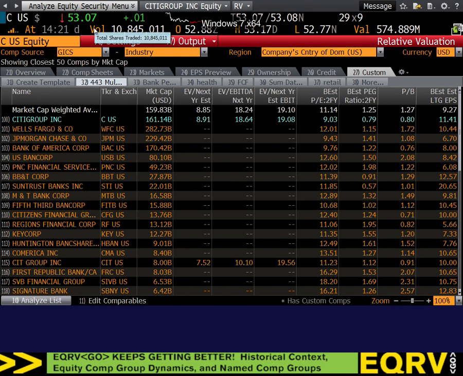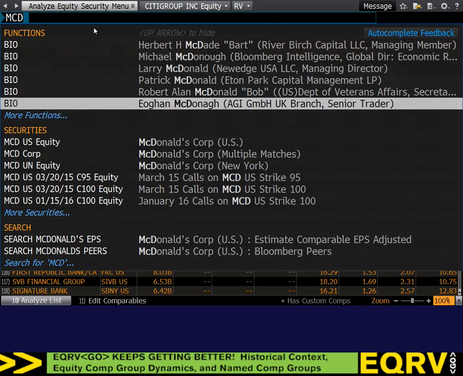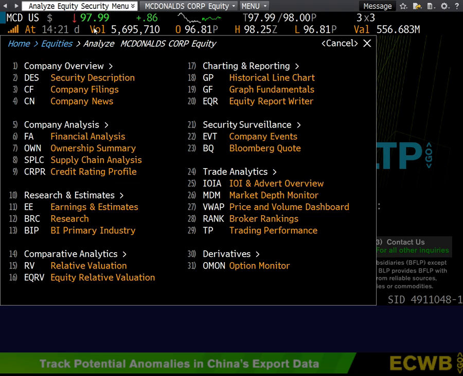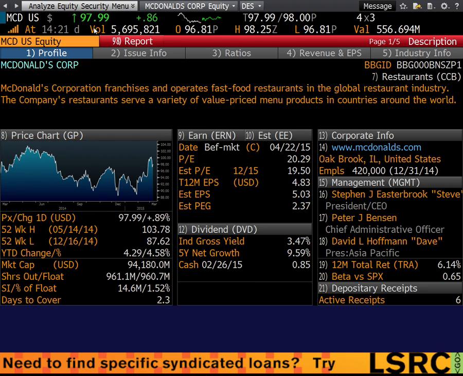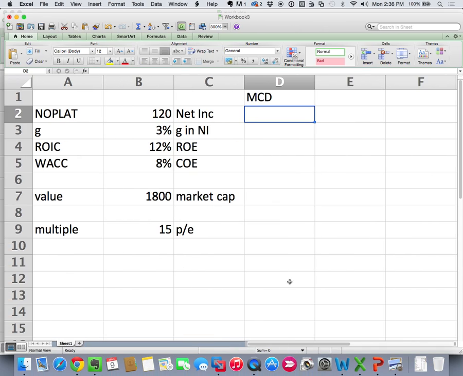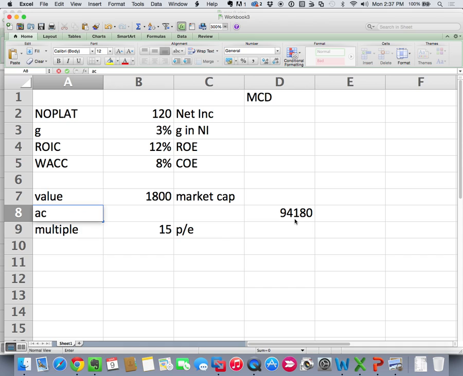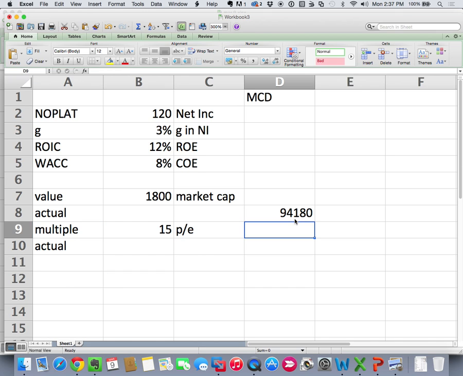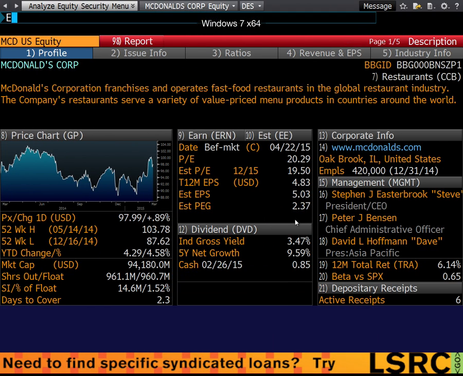So I'm going to go to McDonald's, and the first thing I'm going to notice is that right now their market cap is $94,180,000,000. So actual 94,180. Actual. Okay.